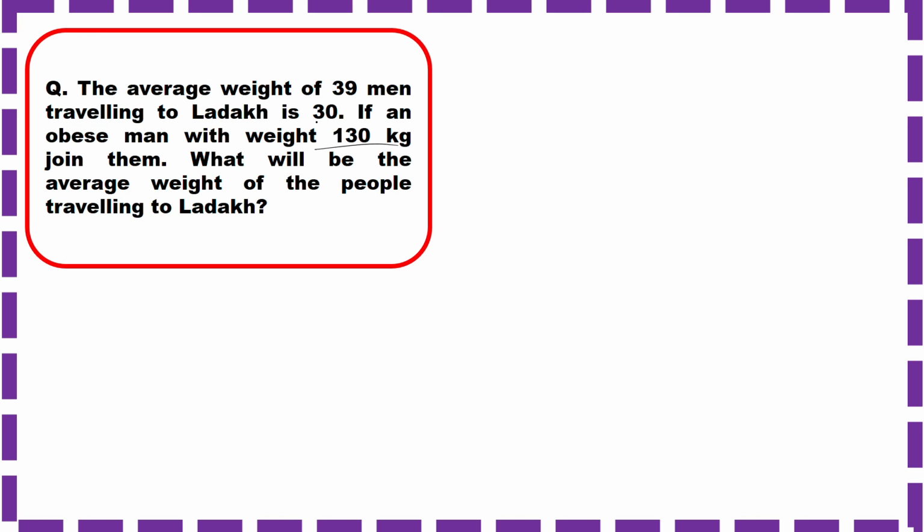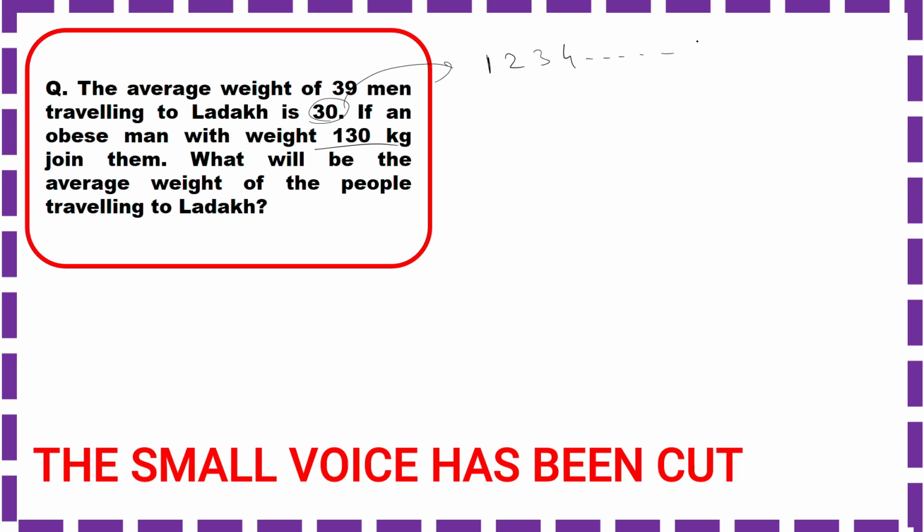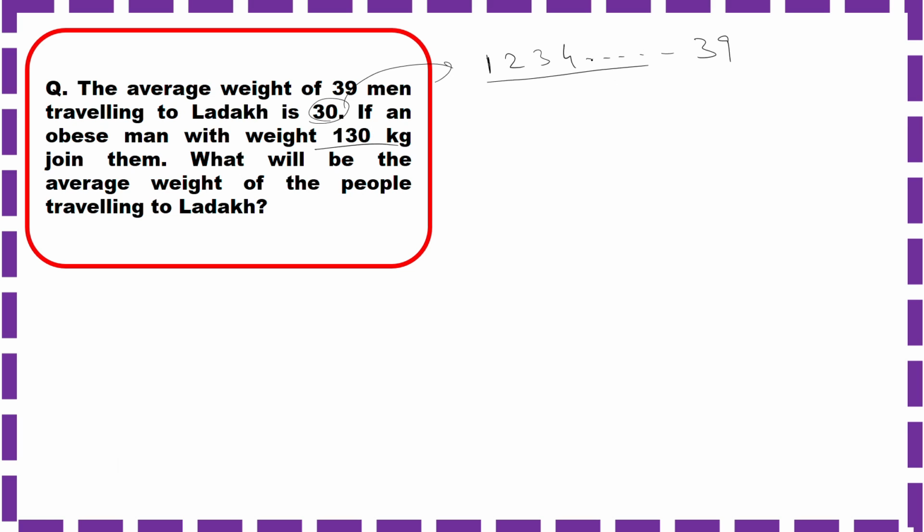So the average, which was initially 30, will also increase, but we don't know how much it is going to increase as of now. See, simply, if the average till 39, before this man gets joined, what was the average of these 39 people? 30 years. That means we assume that each and every person's age is 30, for all these 39.